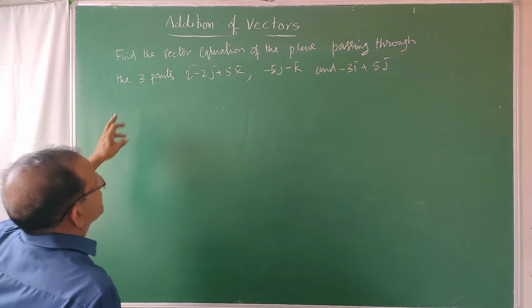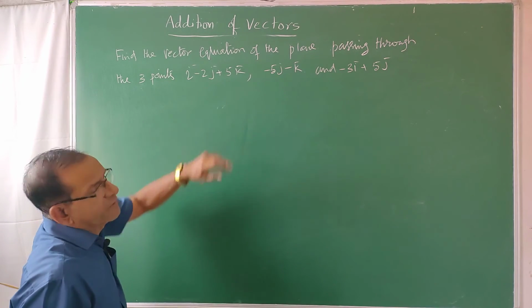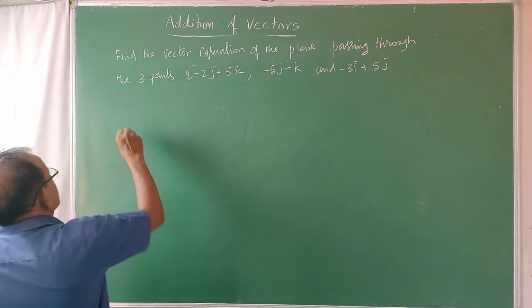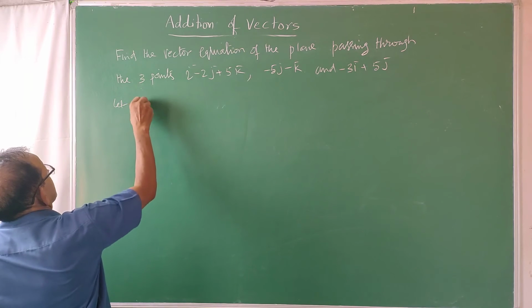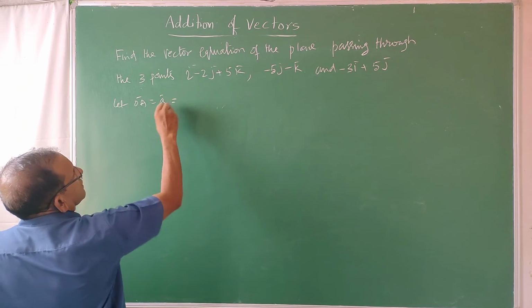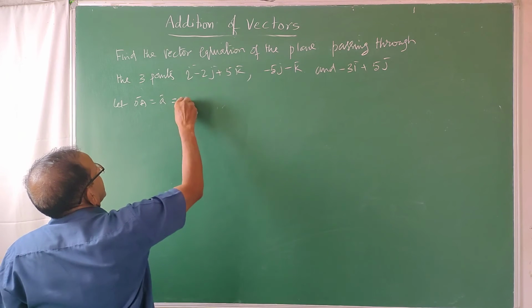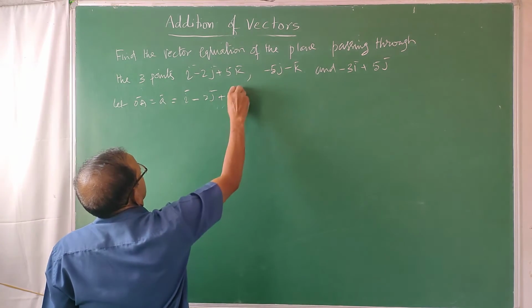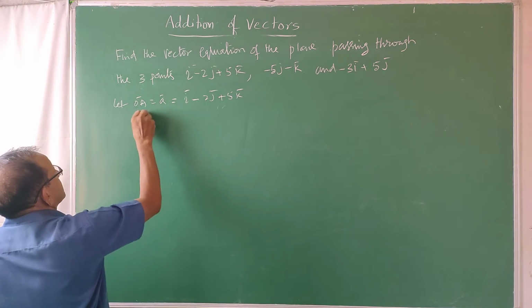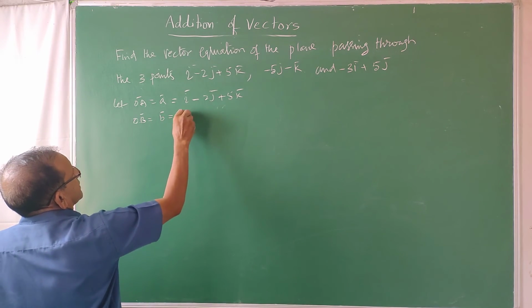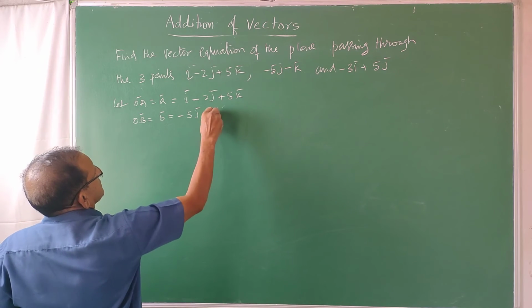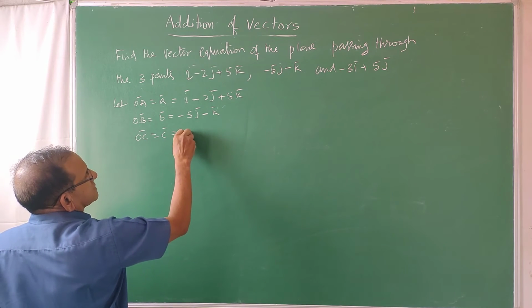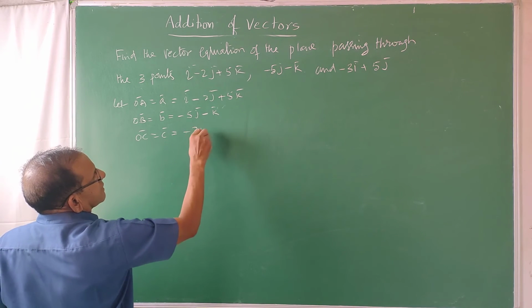Now find the vector equation of the plane passing through the 3 points given. Now we shall take the 3 points as A, B, C. Let OA bar, let us take it as A bar, the first point, i bar minus 2j bar plus 5k bar, and OB bar equal to B bar is the second point, minus 5j minus k bar, and OC bar is equal to C bar, that is minus 3i plus 5j.